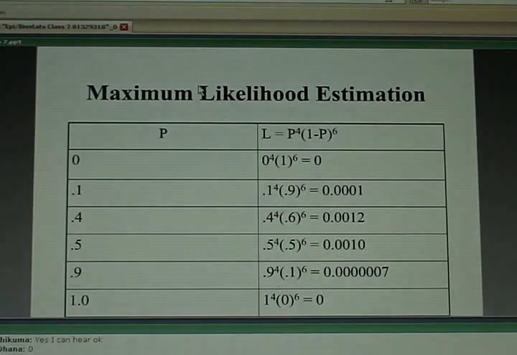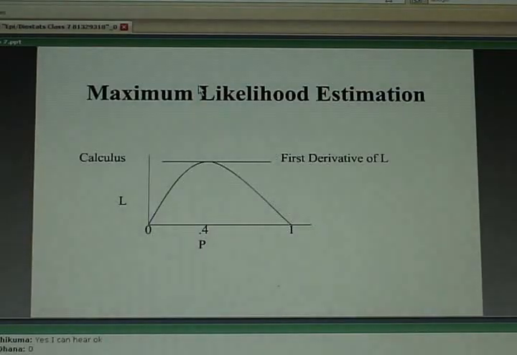When p is 0, or when p is 1, notice the likelihood is the smallest it can be, 0. It got bigger as you moved away from 0 and as you moved away from 1. And what that means is this is what the likelihood curve would look like. It's concave looking downward. It's a nice inverted U-shaped curve. And what we want is the value for p which corresponds to the top of that curve.